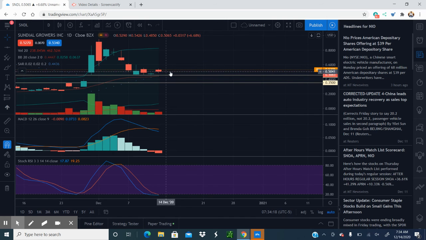So Sundial Growers needs to get to $1 to stay listed on the NASDAQ. If the stock doesn't move to $1, they may be forced to do a reverse split. And with a reverse split, the price will go up, but the number of shares will be reduced. So let's keep an eye on Sundial Growers.